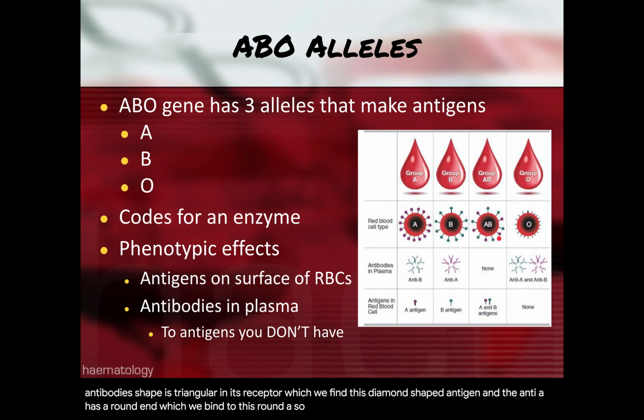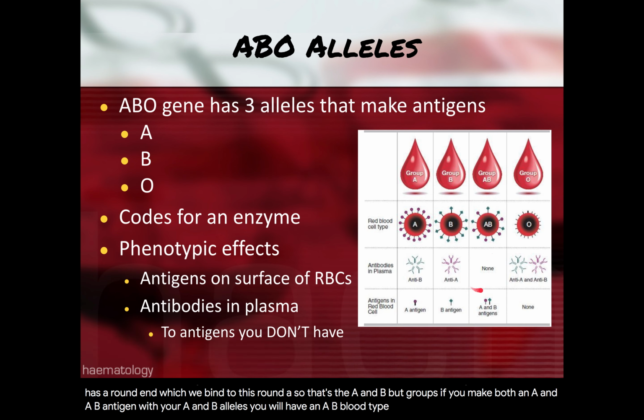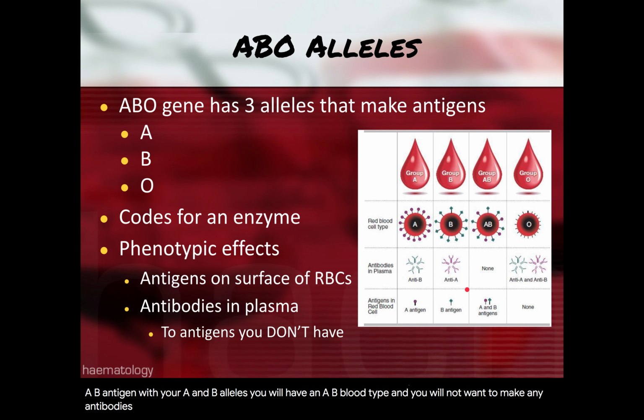So that's the A and B blood groups. If you make both an A and a B antigen with your A and B alleles, you will have an AB blood type. And you will not want to make any antibodies against either A or B antigens, because then you'd recognize yourself as foreign. That would be bad. Bodies are too smart for that, usually.